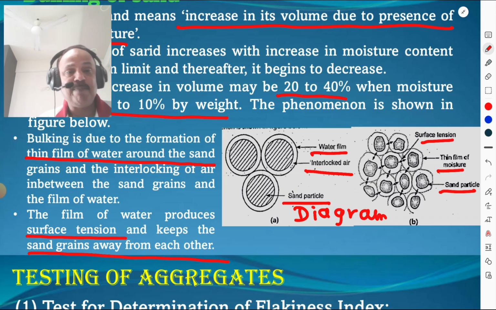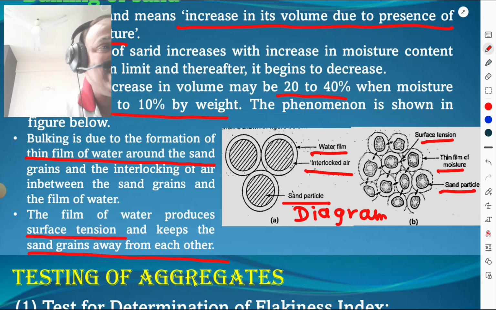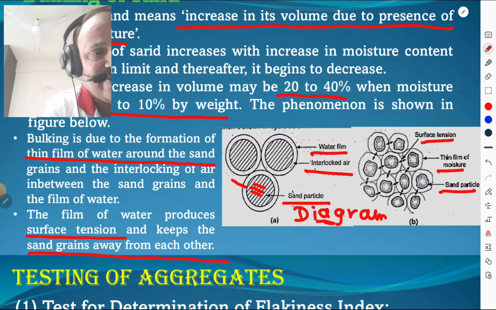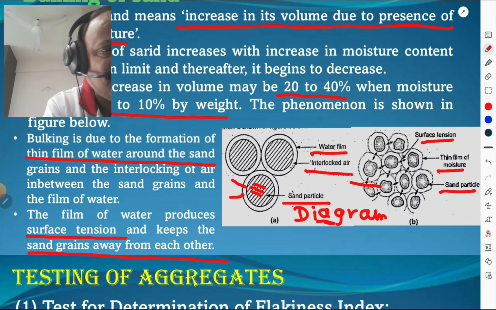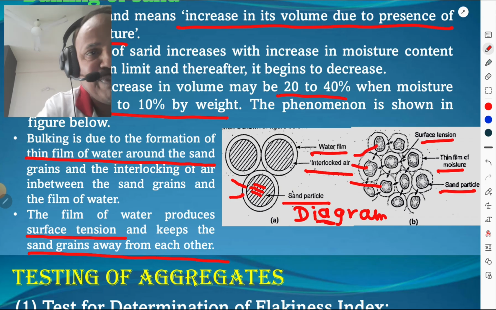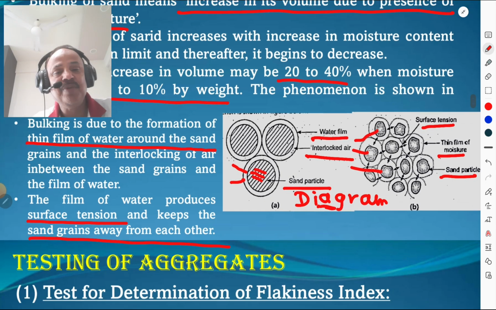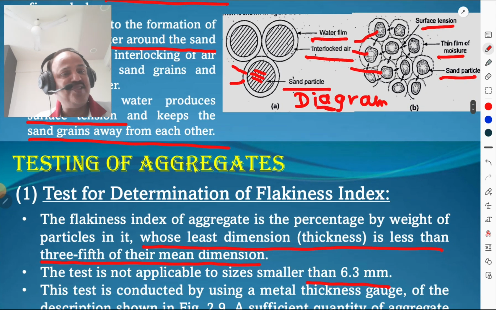The film of water produces the surface tension and keeps the sand grains away from each other. या सँड ग्रेनला एकमेकांपासून दूर ठेवलं जातं. ते इथे दिसतं आहे तुम्हाला. हे सँड पार्टिकल आहे, हे एअर आहे बाहेरचं, हे वॉटर आहे आणि हे सरफेस टेन्शनमुळे हे पार्टिकल एकमेकांपासून दूर गेलेले आपल्याला दिसतात. Then we are going to discuss the testing of aggregate.